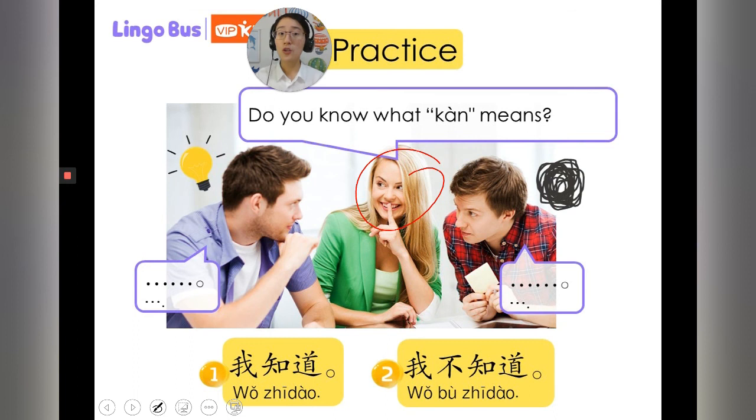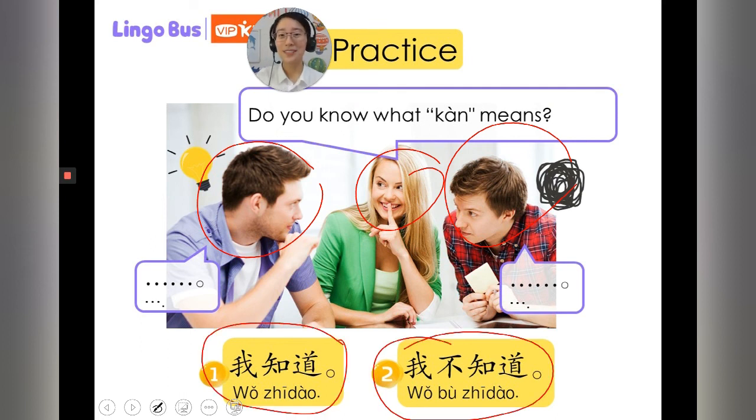Now it's practice time. The teacher asks, do you know what can means? The man on the left knows the answer. So what's he going to say? The man on the right doesn't know the answer. What does he say? You're going to answer these questions by using one of the following sentences. Great! So the man on the left says 我知道, I know. The man on the right says 我不知道, I don't know. Do you know the answer? If you know the answer, you can say 我知道. If you don't know the answer, you can say 我不知道. Great! Give yourself a pat on the shoulder.